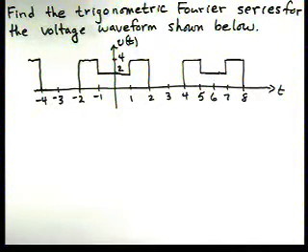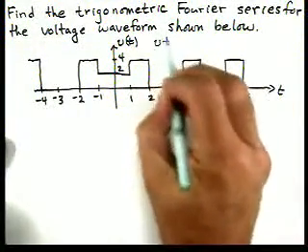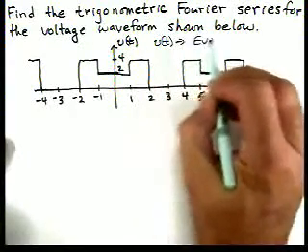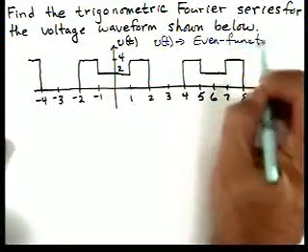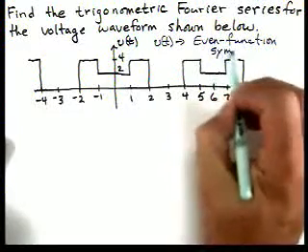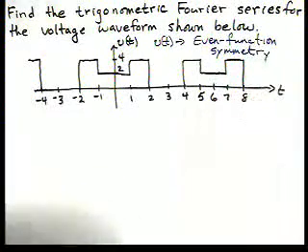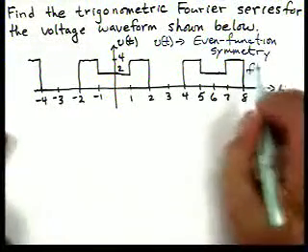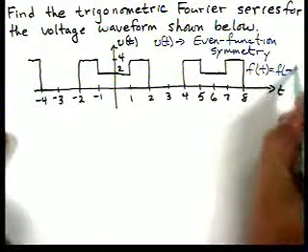Okay, in this problem we're asked to find the trigonometric Fourier series for the voltage waveform shown below. So let's look at our waveform, and we see it here in the diagram. For instance, v(t) exhibits even function symmetry. That is, f(t) is f(-t).